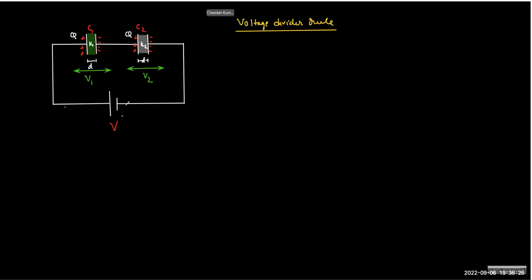Assuming that the charges are the same. If it is not the same, I cannot use this formula. So we know that the voltage V1 we can write as Q by C1. Again, I hope you remember this triangle I had drawn a long time back. Q equals CV, so charge is important. Q equals CV, C equals Q by V, and V equals Q by C, right?